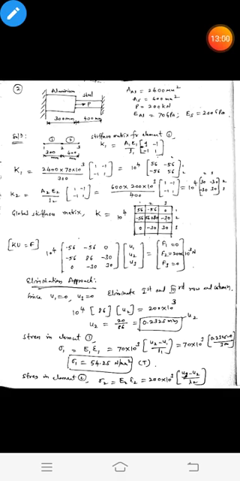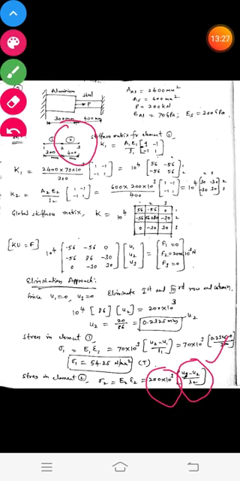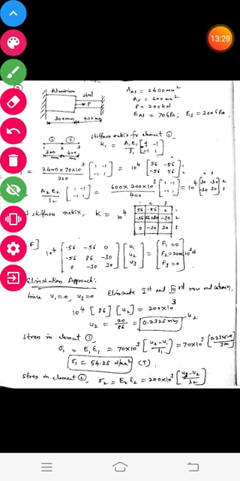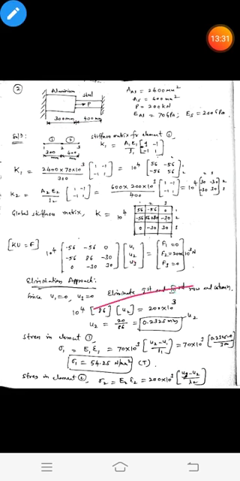Sigma 2 is E2 into the strain in element 2. E2 is the Young's modulus of element 2, which is steel material, 200 into 10 raised to 3, given as 200 GPa, that is megapascal, into the strain in element 2, that is change in displacement by original length. The change in displacement for element 2 is given by final node 3 and initial node 2, u3 minus u2 divided by L2, the length of element 2. Okay, now proceed to the next page.